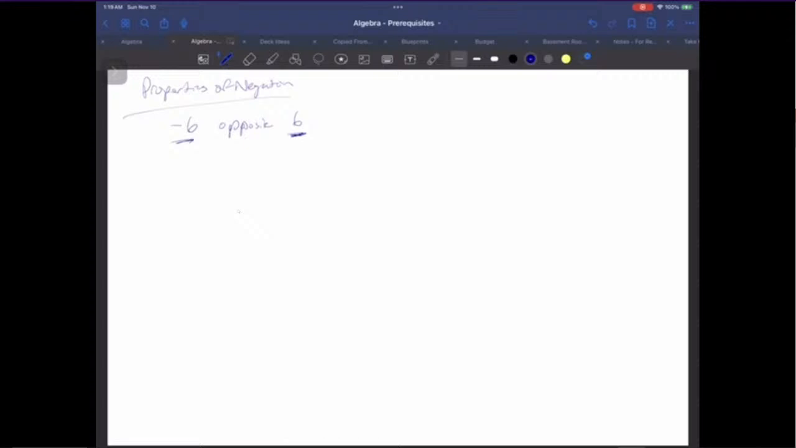Okay, so here are the properties. We have negative 1, and I wrote a positive 1, but that's just enumerating the properties. Negative 1 times A is equal to negative A.